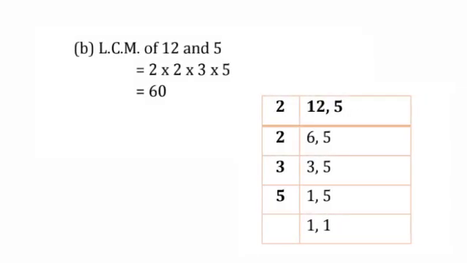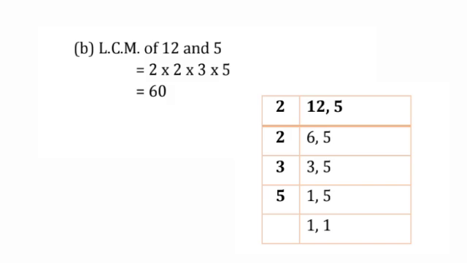In the B sum they have given 12 and 5. Here also, 12 and 5 don't have common factors, so directly also we can multiply. 12 5s are 60. Or we can do it like the prime factorization method. Write the 2 numbers. 12 will go in the second table 6 times. Again 6 will go in the second table 3 times. 3 will go in the third table 1 time. Again 5 can go in the fifth table 1 time.